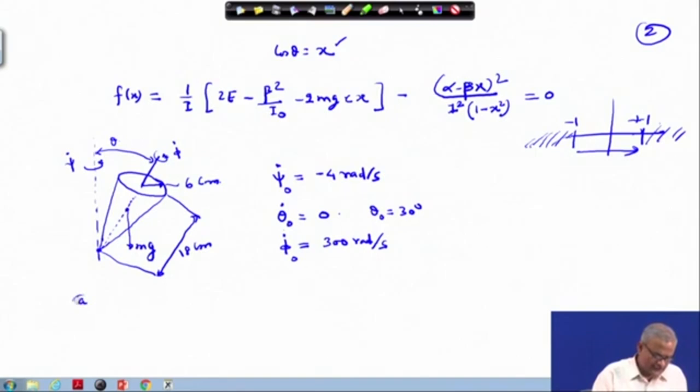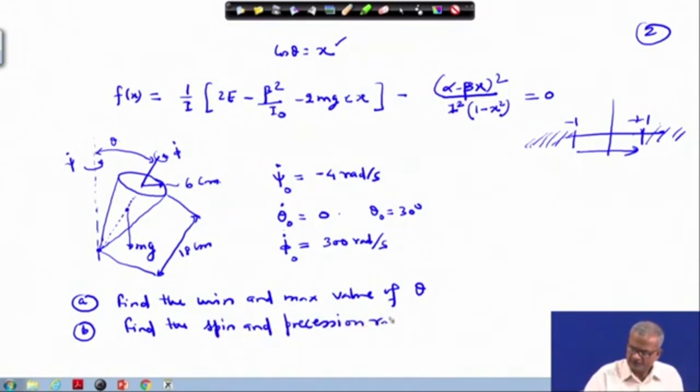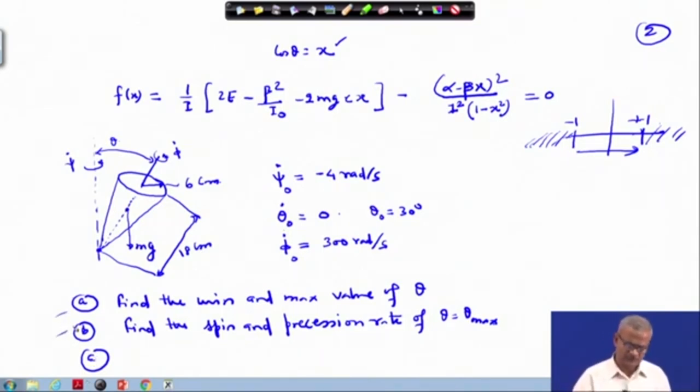So, what are the things to be determined? Find the minimum and maximum value of theta, the nutation angle. So, find the spin and precession rate for theta equal to theta max. Okay, so first we do these two problems.